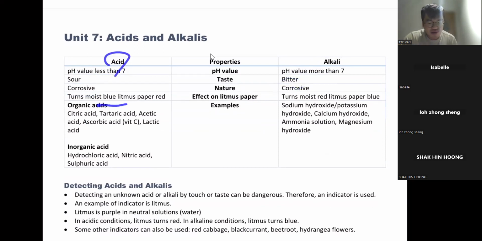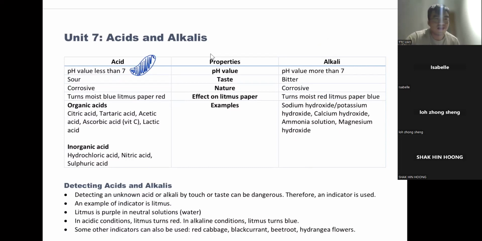So acid will turn blue litmus paper red. Just remember a blue mango, like I said. Okay, blue mango. And then your alkaline will turn red litmus paper blue.